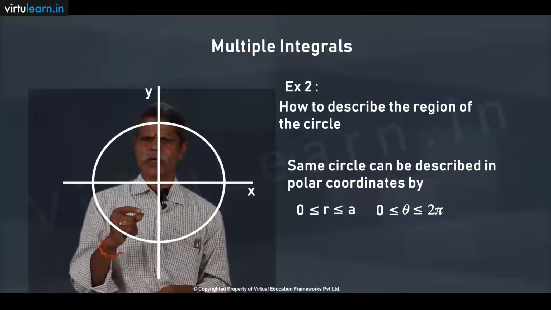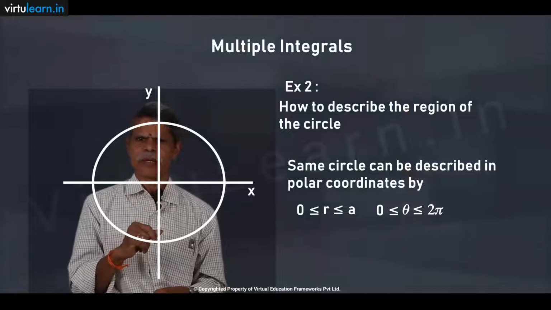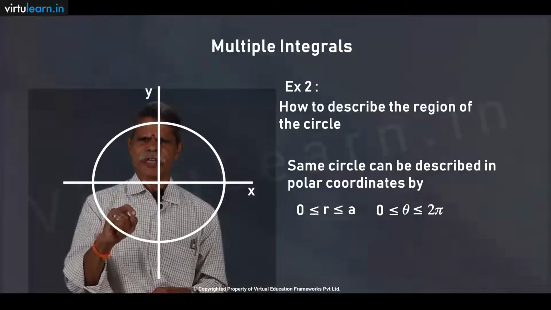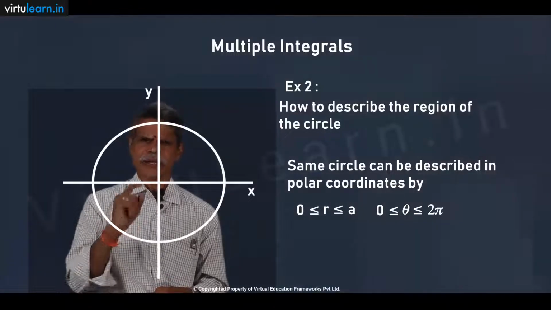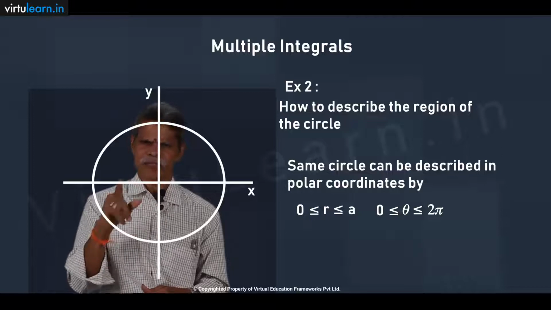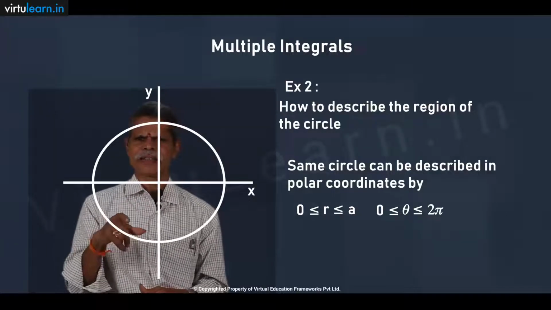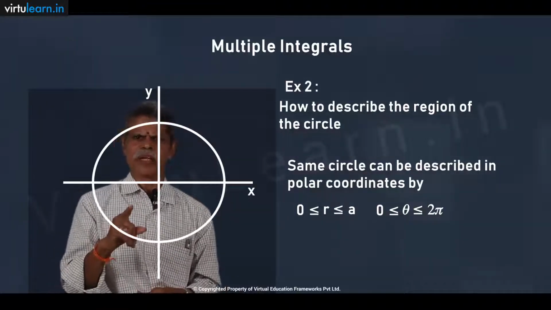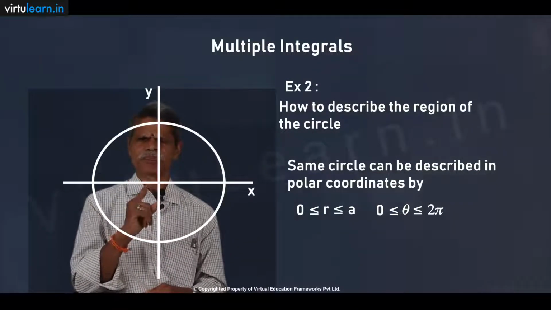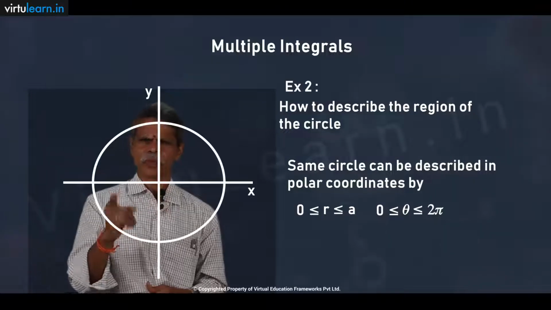We know that r is the radial coordinate. Radial coordinate means distance measured from the initial point or origin in any direction. At the origin, r will be 0. On the circumference of the circle, the radial distance will be maximum, namely a, for a circle of radius a units. So r changes from 0 to a.